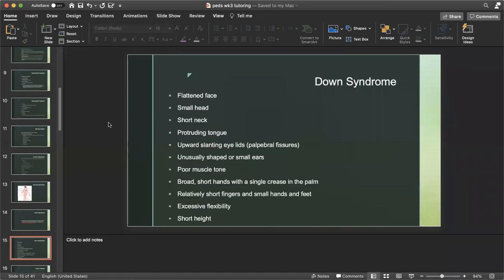So Down syndrome, I'm pretty sure we've all seen people with Down syndrome before, so we kind of know what they look like. But here's just a list of the features that they'll have. A flattened face, small head, short neck, protruding tongue, upward slanting eyelids, unusually shaped or small ears, poor muscle tone, broad, short hands with a single crease in the palm, relatively short fingers and small hands and feet, excessive flexibility, and they'll be shorter in height than normal.